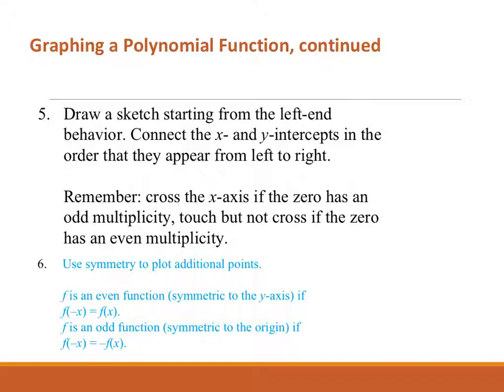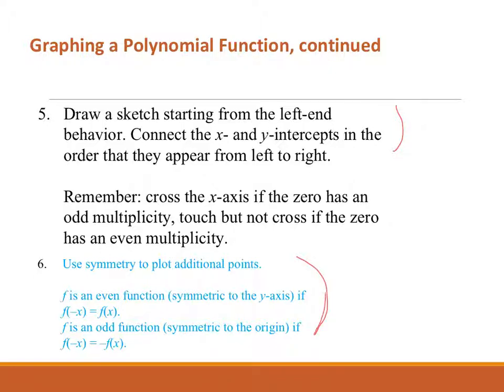Draw the sketch starting from the left end behavior. Connect the x and y-intercepts in the order that they appear from left to right. This you can kind of do in that order. Remember that you cross the x-axis if a zero has an odd multiplicity, and it touches but does not cross if the zero has an even multiplicity.